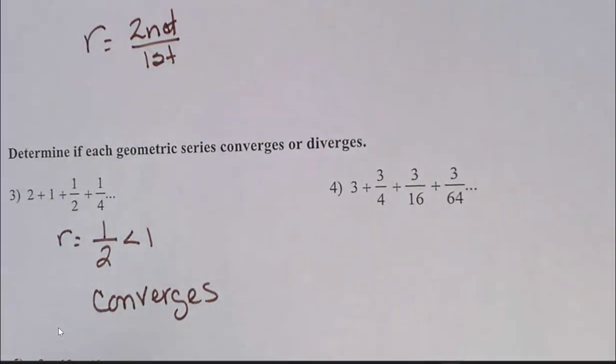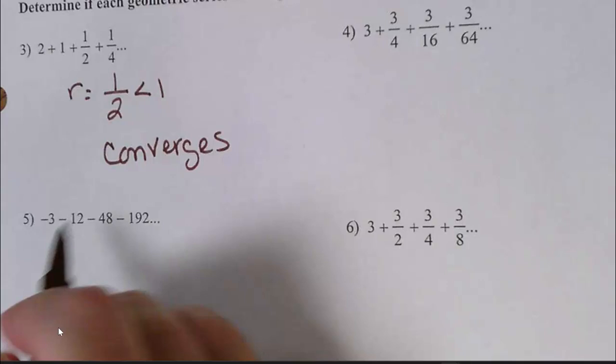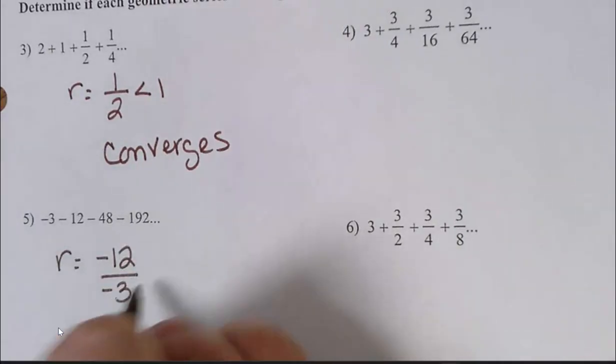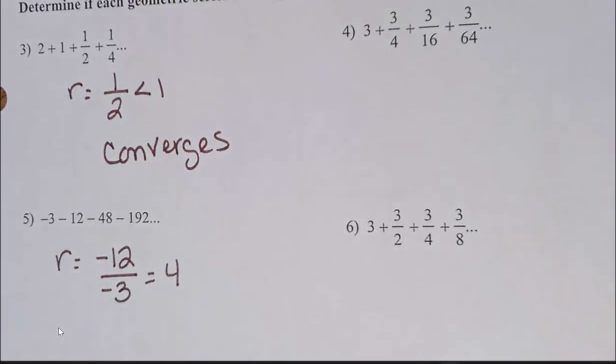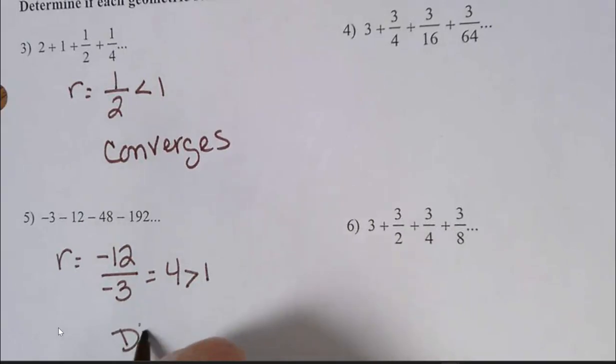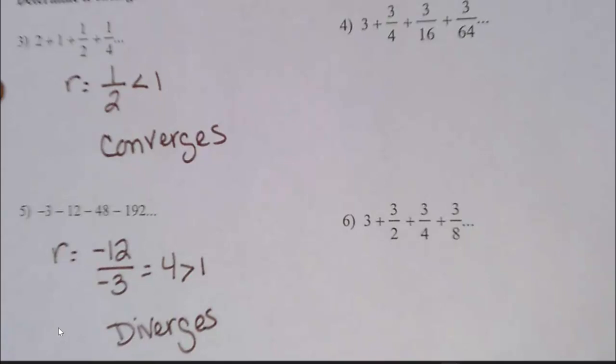So if I do here, r equals -12 divided by -3, we get 4, and that is definitely bigger than 1, so this diverges. And that's all this means. It's getting bigger and bigger and bigger.